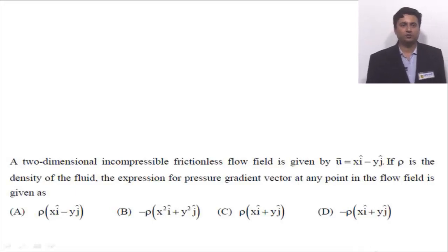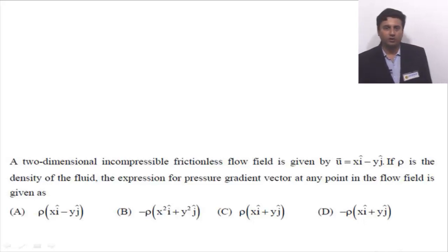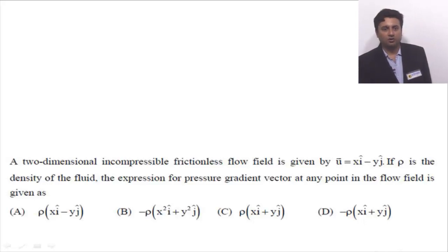Okay, now let me go for the next question. A two-dimensional incompressible frictionless flow field is given by u = x i minus y j. If rho is the density of the fluid, the expression of the pressure gradient vector at any point in the flow field is given as: option A, rho (x i vector minus y j vector); B, minus rho (x square i plus y square j); C, rho (x i plus y j); option D, minus rho (x i plus y j). Okay, so now let me go for the solution of this equation.